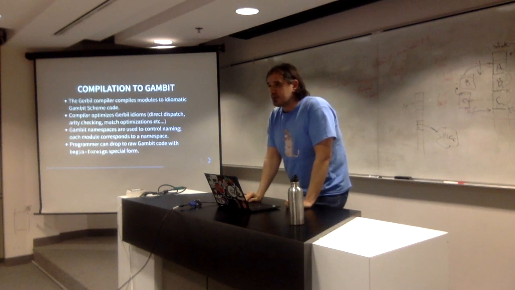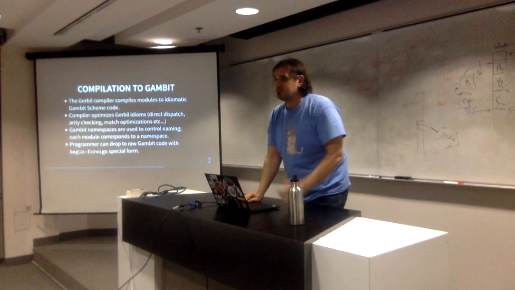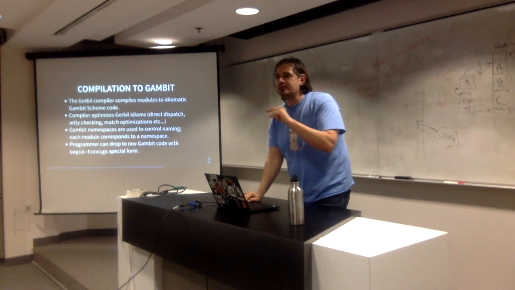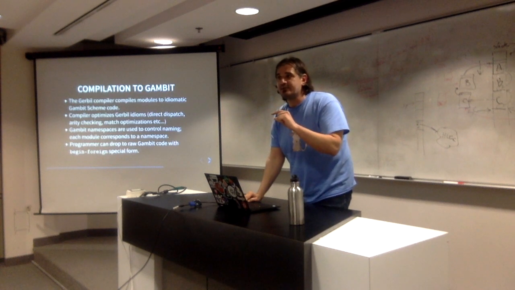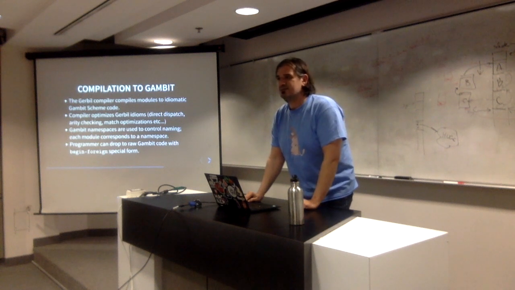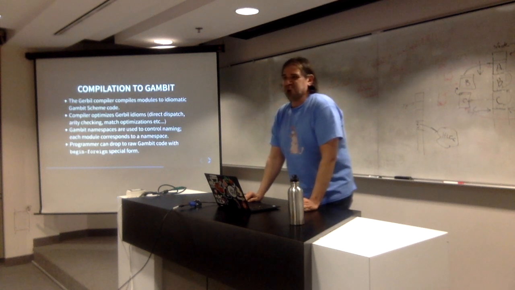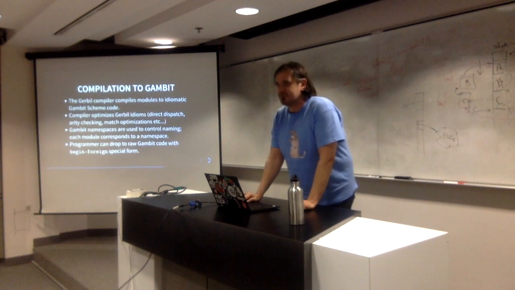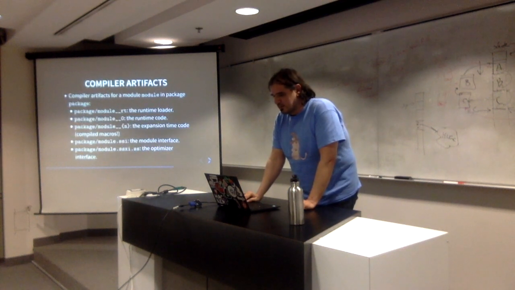Okay, and I should also add that at any point in any module, if you want to use raw Gambit code, you're very welcome to do that. We have a special form called begin foreign, and the code that goes in there is unprocessed by the expander; it gets fed directly to Gambit. So if you need to do things like FFI, we'll just do it through the begin foreign.